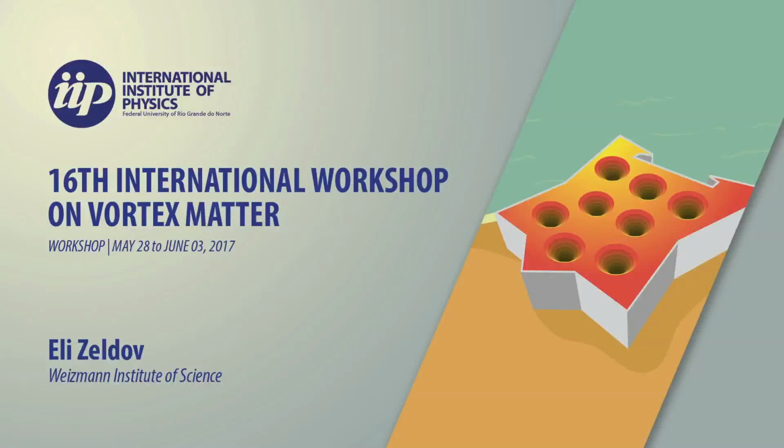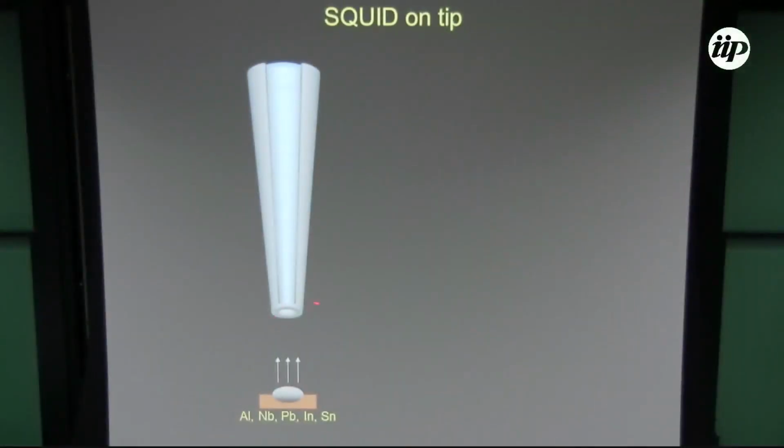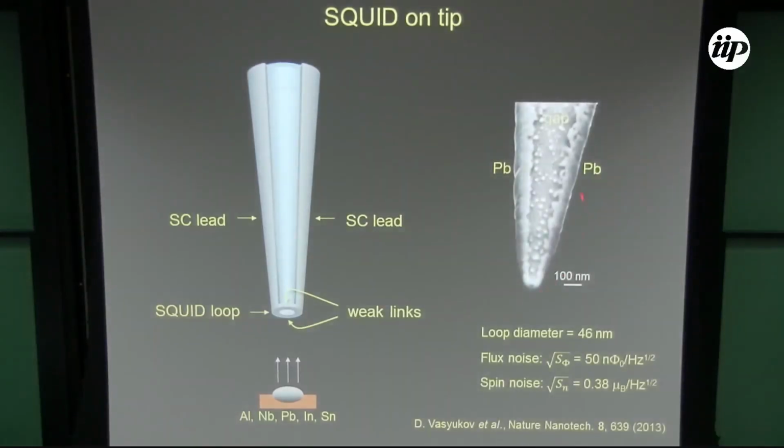is a SQUID on tip, which we fabricate by pulling a quartz pipette and then depositing one of these superconductors in a 3-step deposition. In the first 2 steps, we make these 2 leads. And in the third deposition step, we form a ring on the edge of the pipette. As a result, we have a tiny SQUID, a nanometer SQUID, that resides on the apex of a sharp pipette. This is how it looks in SEM.